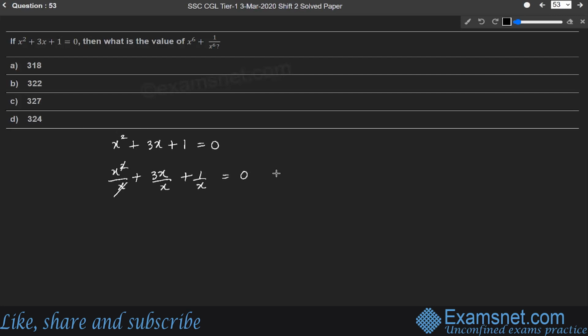This x and x will be cancelled. Again, x and x will be cancelled. So, this equation becomes x plus 3 plus 1 by x is equal to 0. Okay. From here, we can get the value for x plus 1 by x. It will be equal to minus 3, right? Because when this 3 goes to the right hand side, it will be minus 3. So we have the value of x plus 1 by x, which is equal to minus 3.